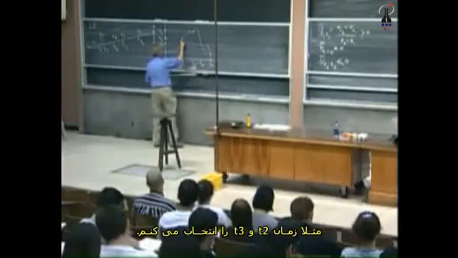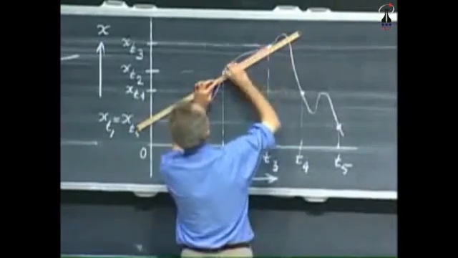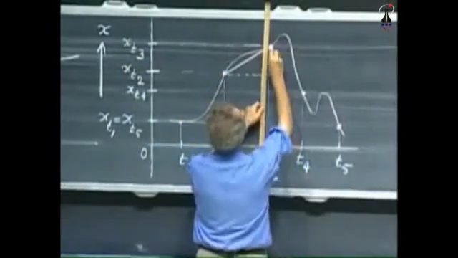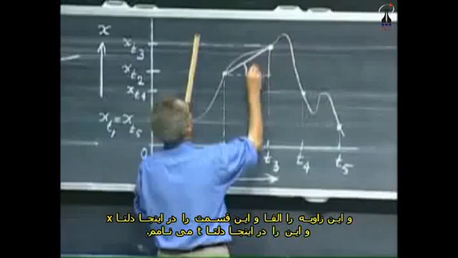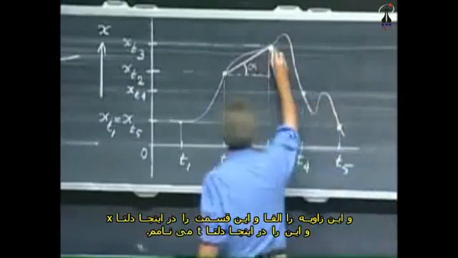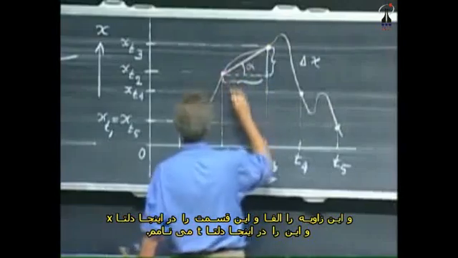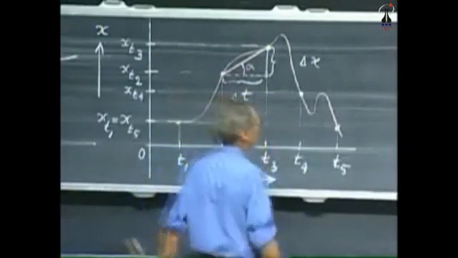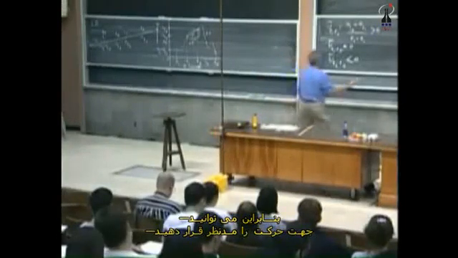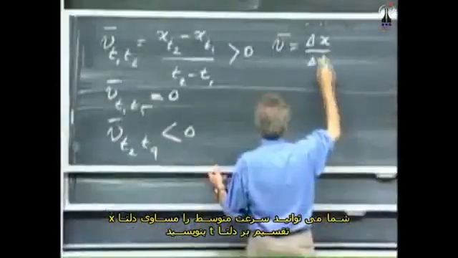Say I choose my time t2 and t3. I draw here now this line. And this angle I call alpha. And this part here I call delta x. And this here is delta t. And so you could write now, if you're careful about your sign convention, you could write down now that the average velocity equals delta x divided by delta t.